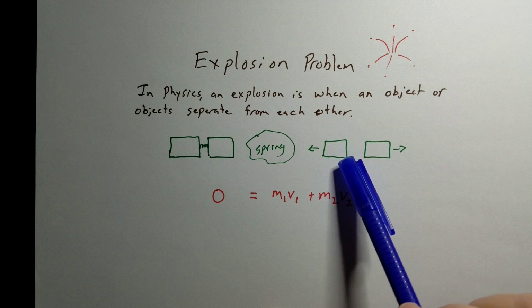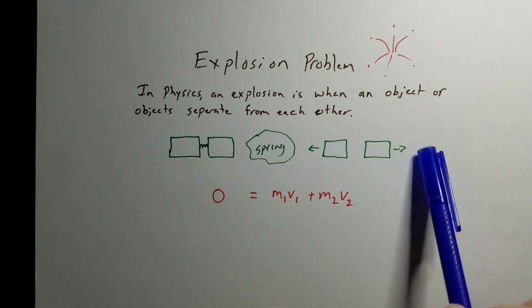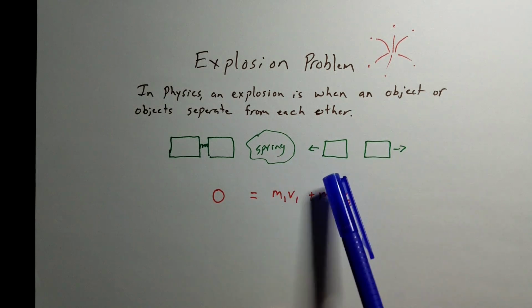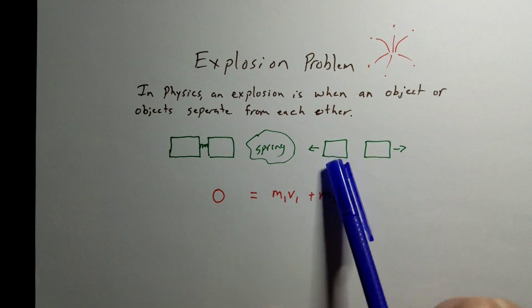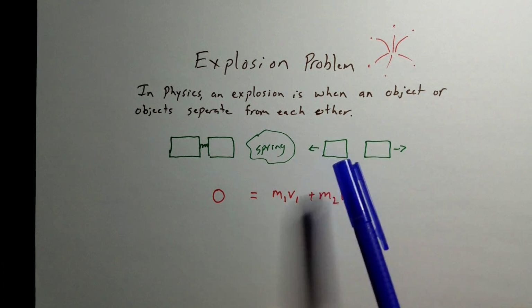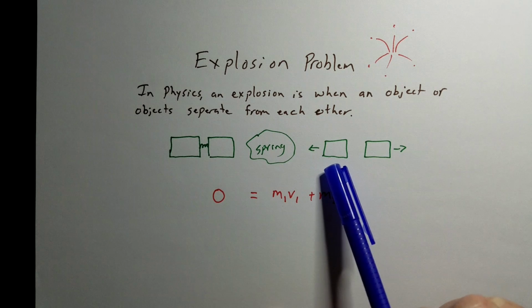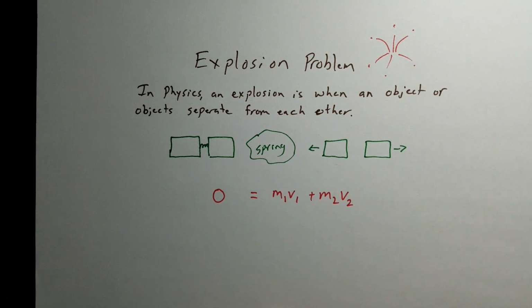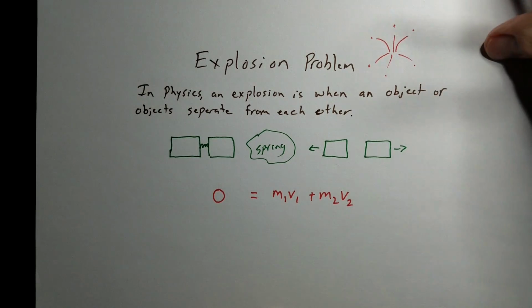The reason why is because if one object's going one direction and one object's going the opposite direction, we have to say one way's positive and the other one's negative. Traditionally, we say right's positive and left's negative, but we don't have to go by that tradition. So let's look at just one example of this.